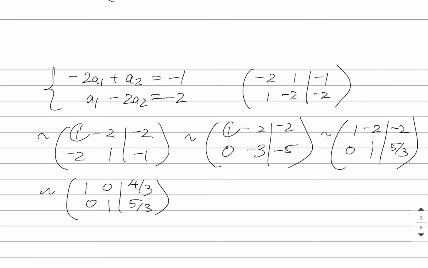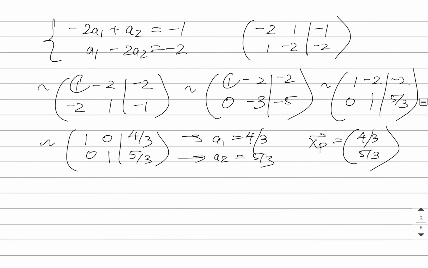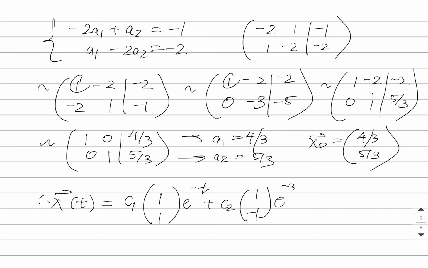And at the end of the day, we have found what we're looking for. a1 is 4/3, a2 is 5/3, and that means that the particular solution has this form: 4/3 and 5/3. In essence, this is how the method works. We figure out the homogeneous solution first, and then we guess a form for the particular solution, and we sub it in and try to determine what those coefficients are going to be. In principle, that's as easy as the method gets.